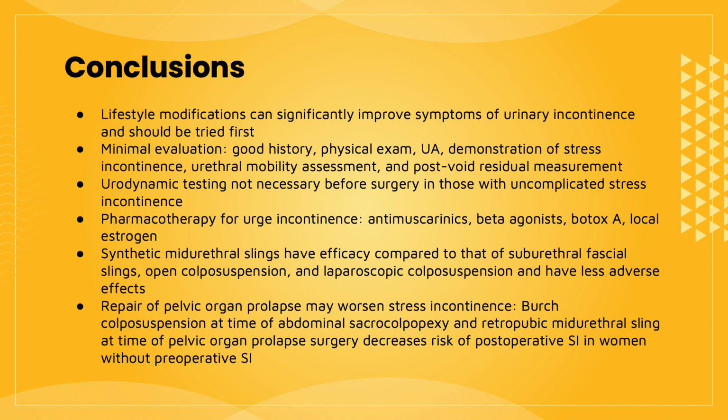At the first office visit, a good history, physical exam, UA, demonstration of stress incontinence, urethral mobility assessment, and post-void residual measurement should be performed. Urodynamic testing is not necessary before surgery in those with uncomplicated stress incontinence. Synthetic midurethral slings have similar or better efficacy compared to that of suburethral fascial slings or colposuspension, with fewer adverse effects for stress incontinence. Finally, repair of pelvic organ prolapse may reveal or worsen stress incontinence and should be evaluated preoperatively and treated concomitantly for improved patient satisfaction.